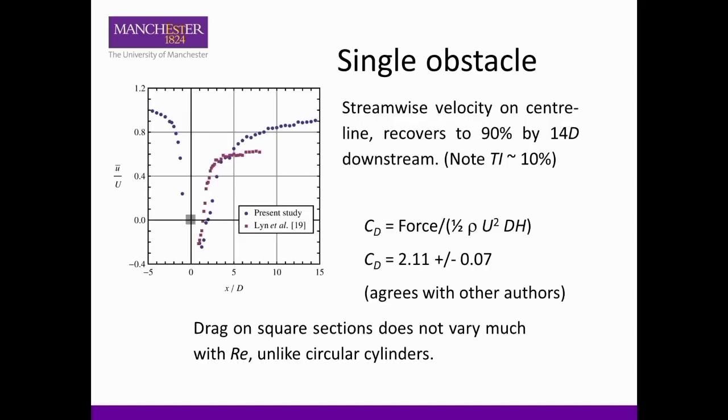Before we did two obstacles, we did one obstacle. So this is looking at the flow on the center line past the obstacle, from about 5 sides upstream to 15 downstream, where U is scaled by the bulk mean flow. So it starts at about 1. It drops down as you get to the front of the obstacle. It goes negative in the wake region behind, and then it recovers back up, by the time you get here, to 90% of the original value, which gives us some confidence that we've actually got the whole thing here. As a matter of interest, we published some results here.